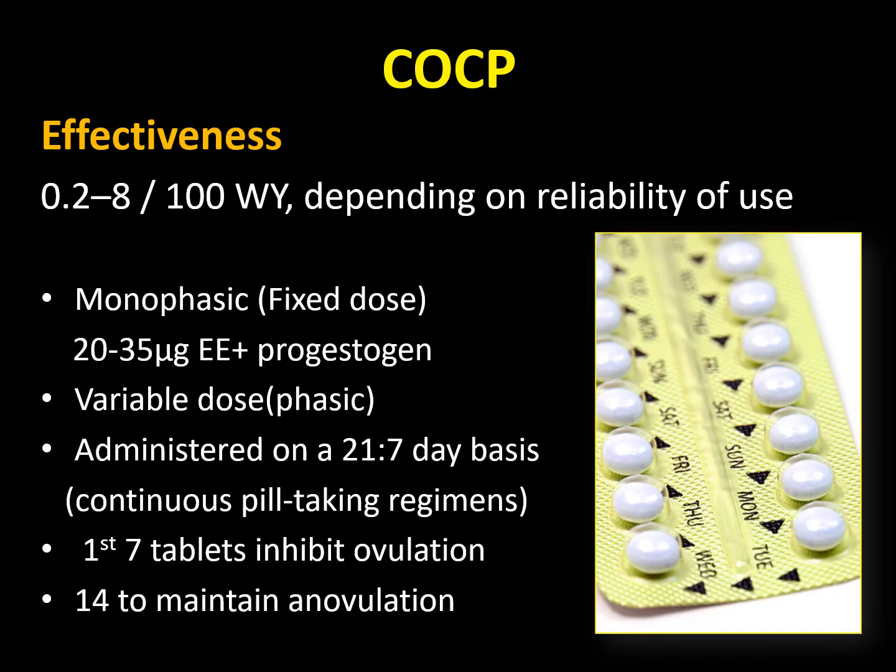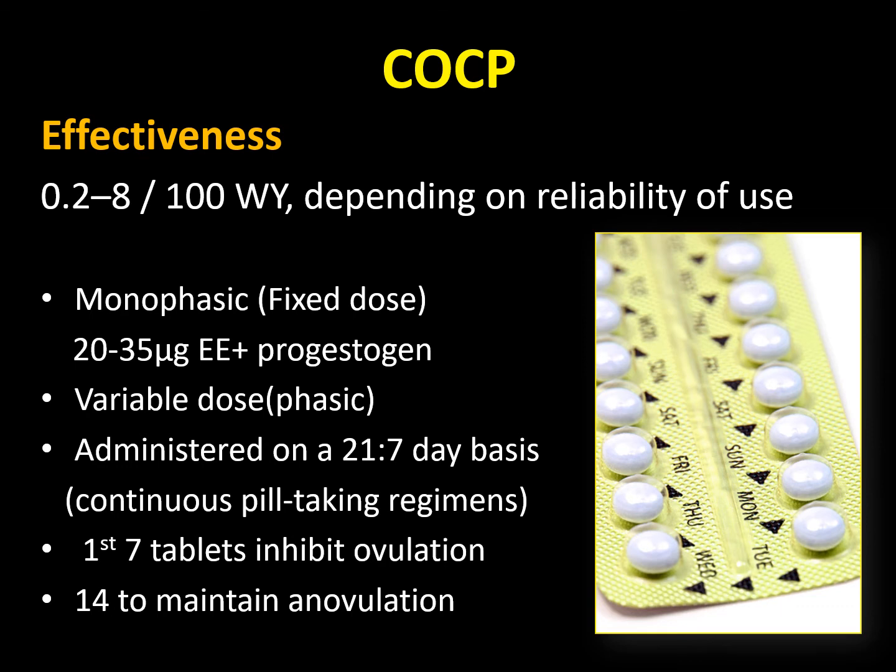The effectiveness of combined oral contraceptive pills is measured by the failure rate. The failure rate ranges between 0.2 to 8 per 100 woman-years, and this depends on the reliability of using the method. This wide range, as we said earlier, depends on the perfect and typical use failure rate. Usually, if the pills are used in the correct, perfect way, the failure rate is really low.